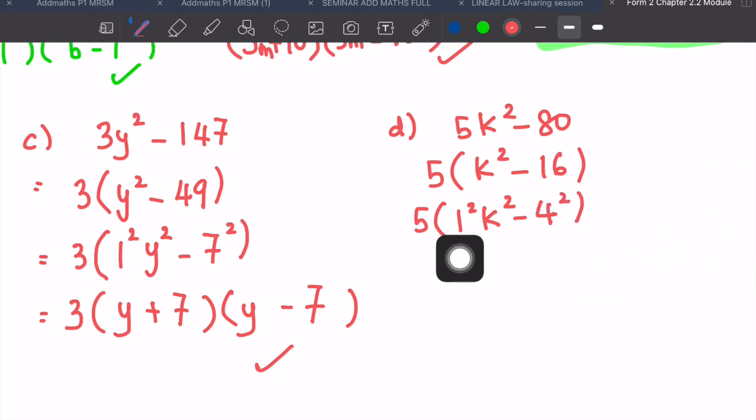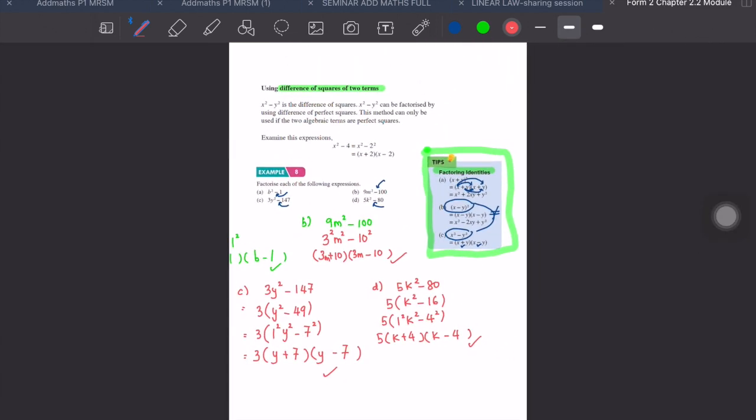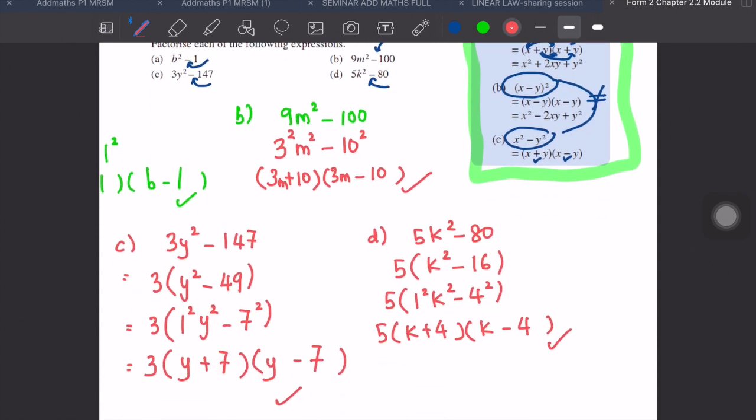Tengok dalam ni. Semua dah bentuk perfect square, dan tengah-tengah ni tolak. So apa kita buat? Okay, buat 2 kurungan. 1 tambah, 1 tolak, salin balik tanpa kuasa 2. So K4, K4. Settle factorization by using the second method, which is square of 2 terms.